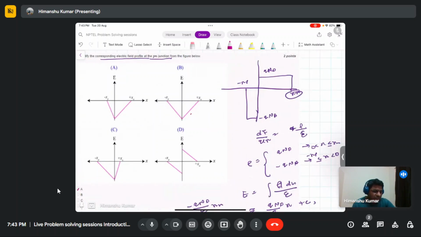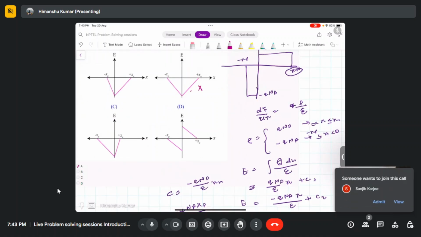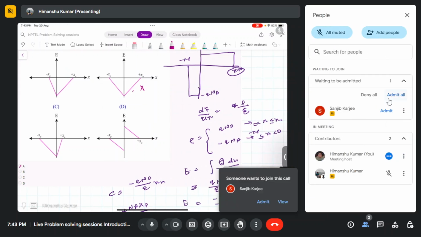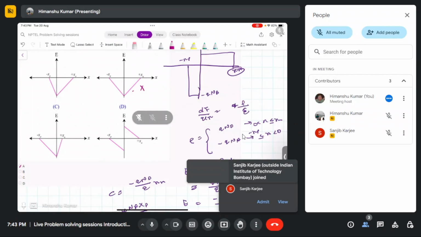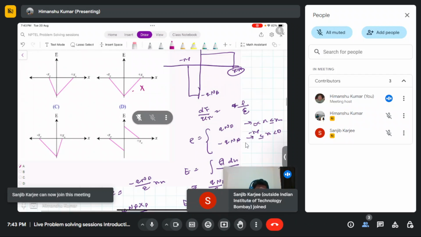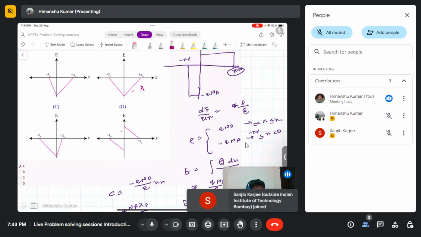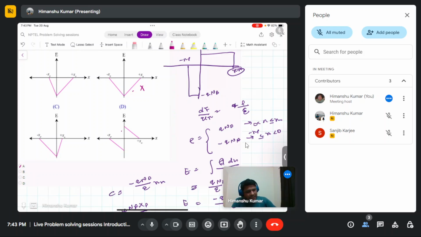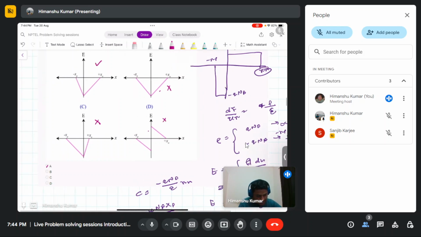In one option, on both sides the field profile is the same. This is not correct. In another, there is a field discontinuity, which exists only if you have a very strong charge at the interface. Similarly, this is also wrong because the N side depletion width is smaller compared to the P side, so this is wrong. And the only correct option is the first one. So the correct answer is A.